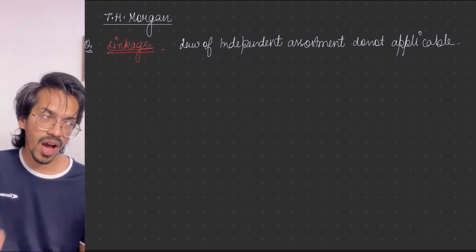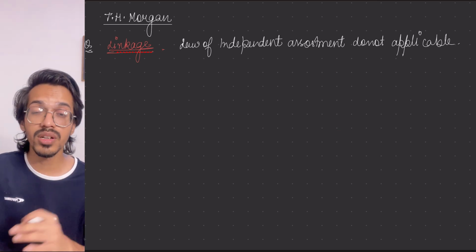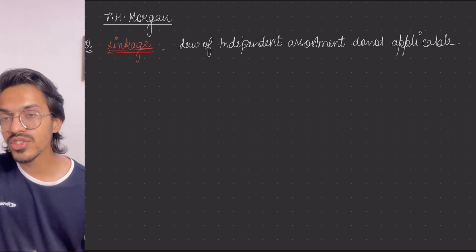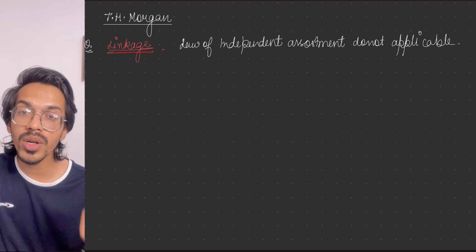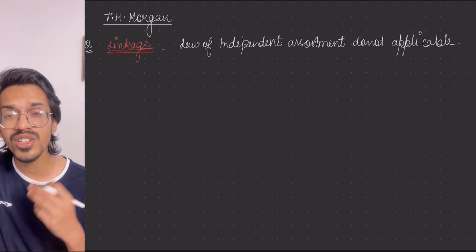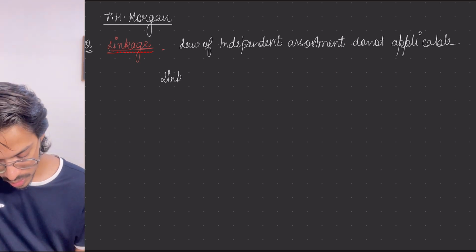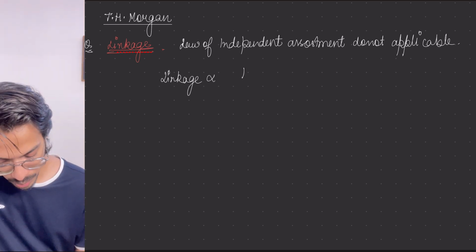Next point is how linkage is related to recombination. Linkage leads to the prediction of more parental combinations. Recombination makes new variations. Okay, so linkage is inversely proportional to what?